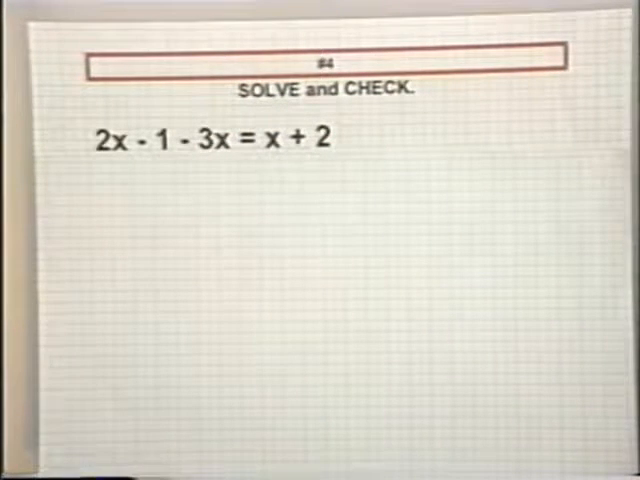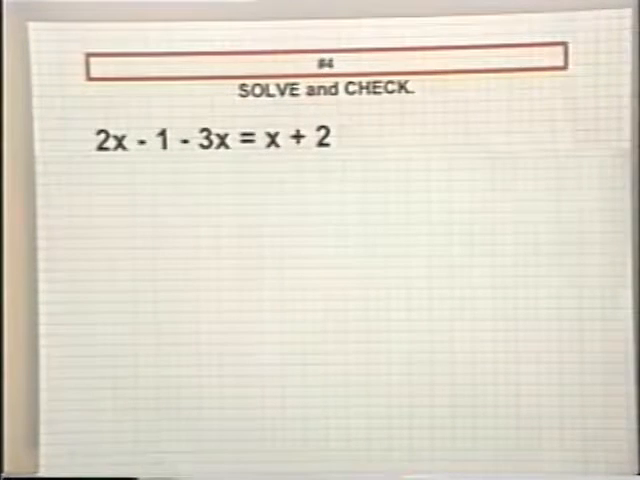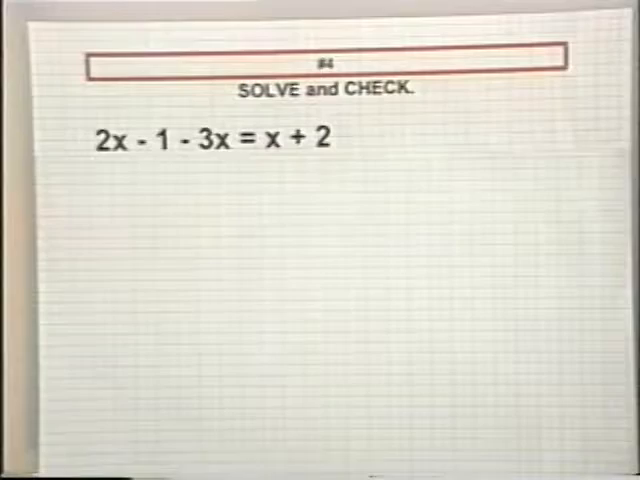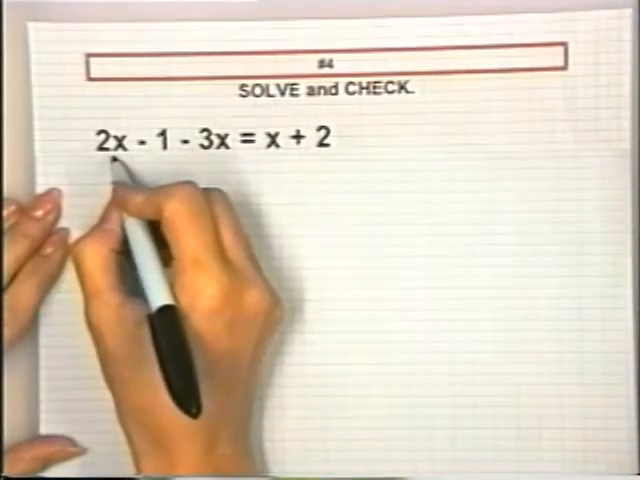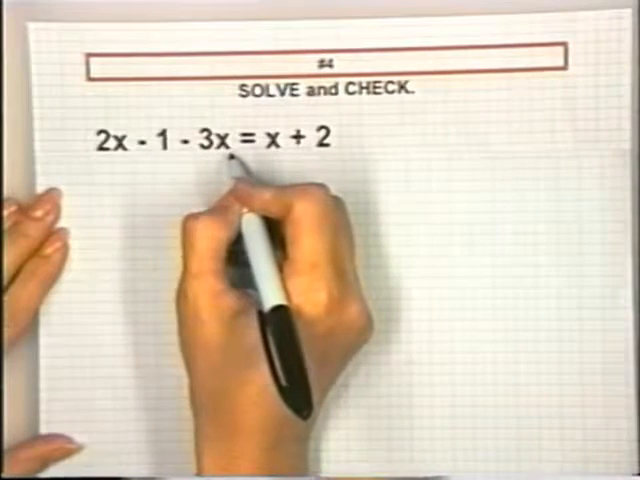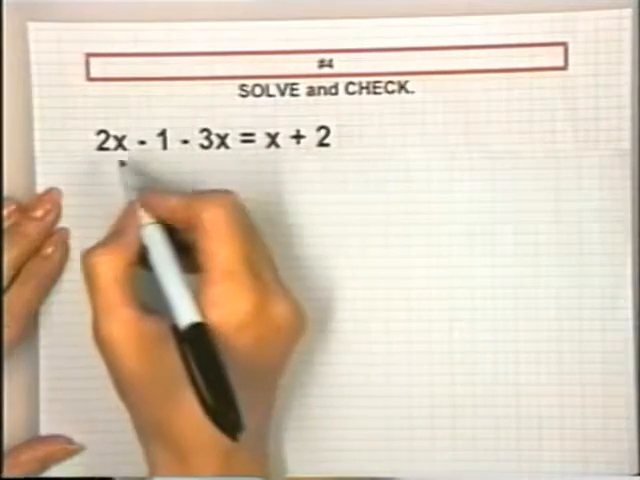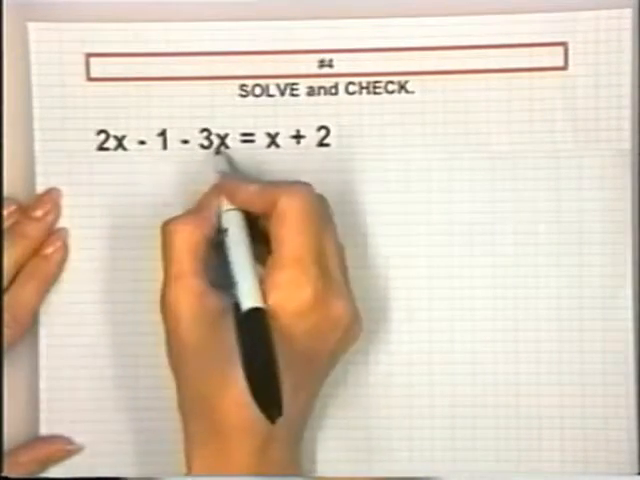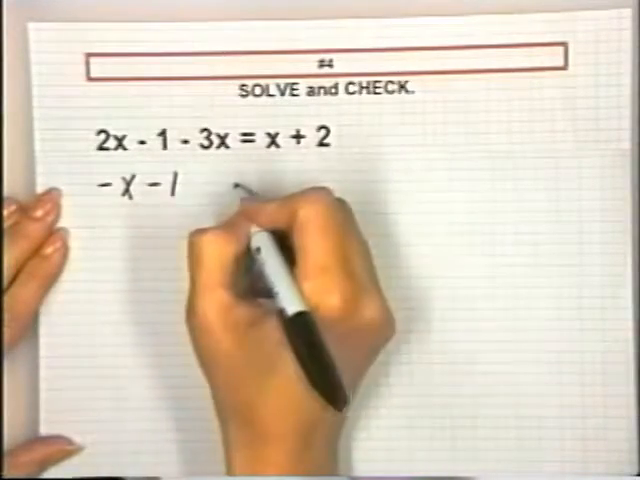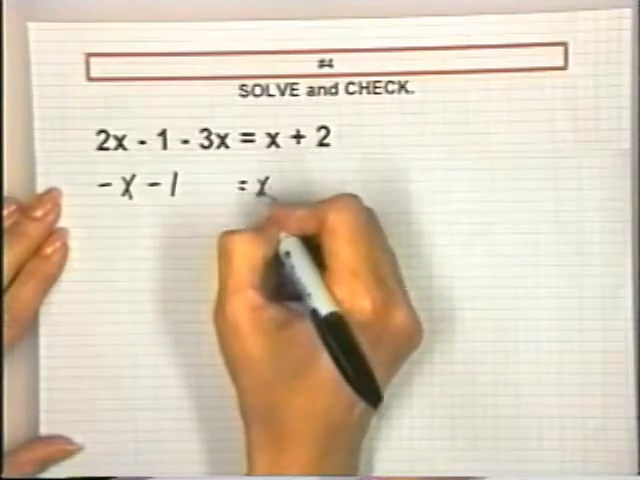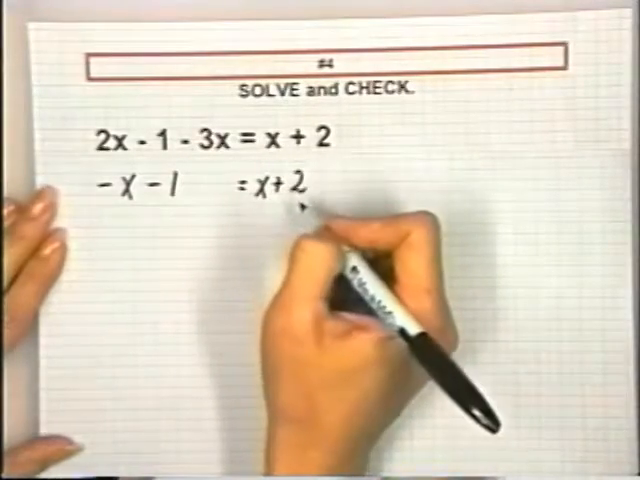To begin with, it's linear. I look for parentheses. I look for fractional coefficients. I look for like terms on the same side of the equation. On the left, I have 2x, subtract 3x. Those are like terms, so I can combine them. 2x subtract 3x is -x. I then have -1 equals x plus 2.